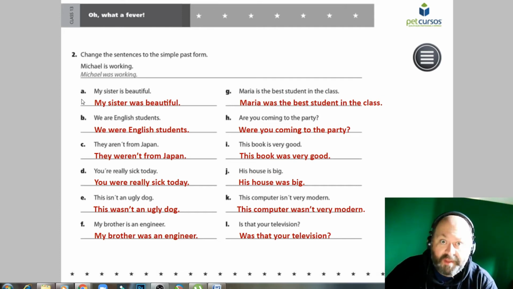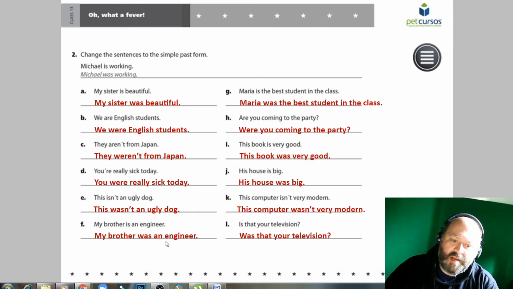Let's read and repeat the sentences, please. My sister was beautiful. We were English students. They weren't from Japan. You were really sick today. This wasn't an ugly dog. My God, the dog has died here. This wasn't an ugly dog, it's gone. My brother was an engineer.